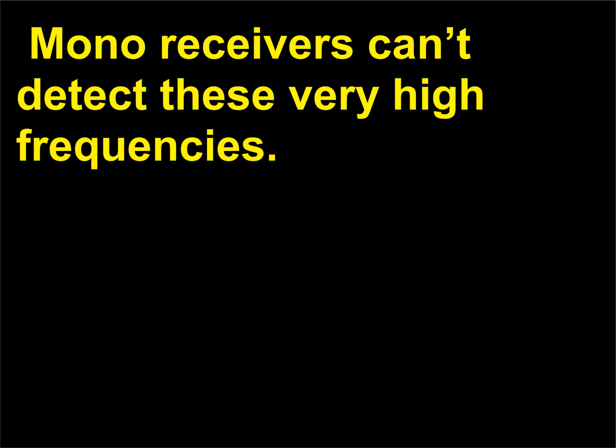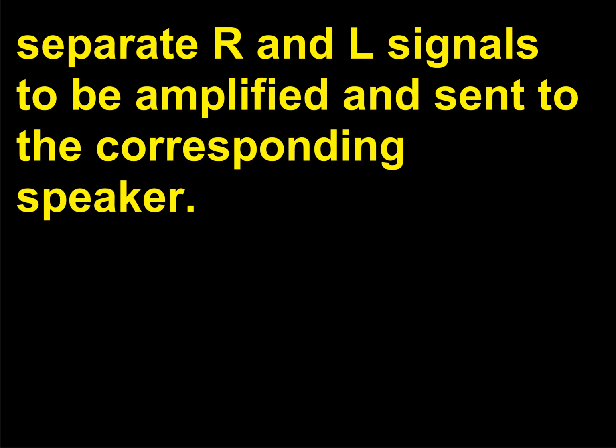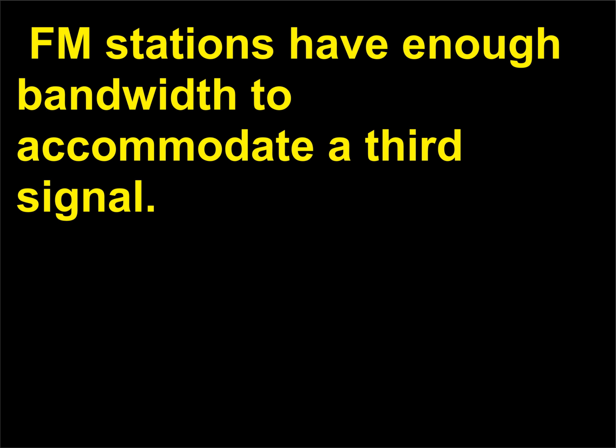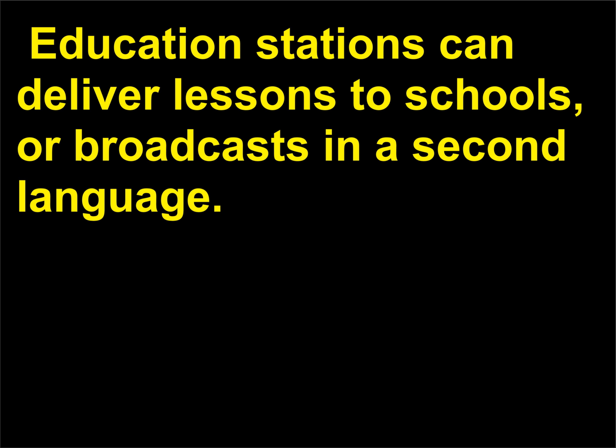Mono receivers can't detect these very high frequencies. The stereo receiver, though, can, and from the R + L and R - L signals creates separate R and L signals to be amplified and sent to the corresponding speaker. FM stations have enough bandwidth to accommodate a third signal. This signal can be sold to users to provide background music for stores or elevators. Education stations can deliver lessons to schools, or broadcasts in a second language.